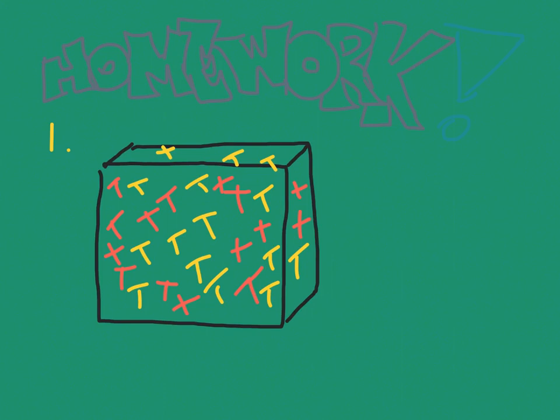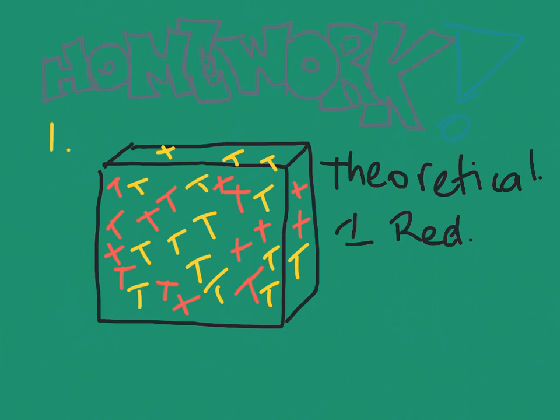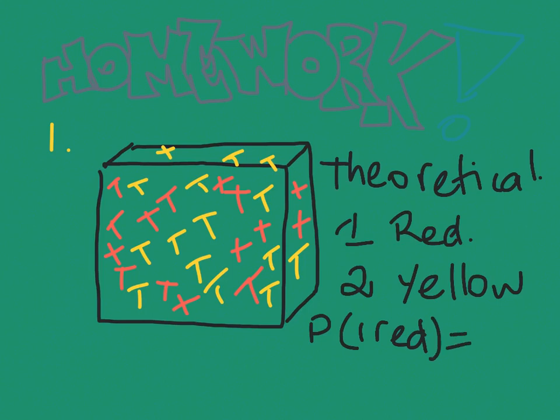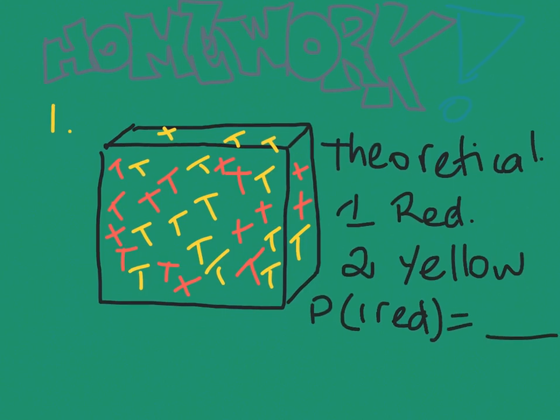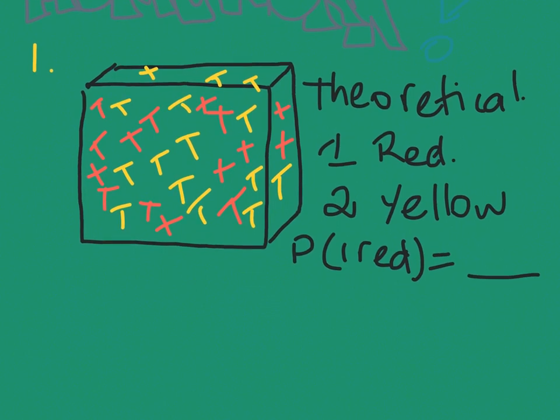I would like you to give me the theoretical probability of drawing 1 red t-shirt, and the theoretical probability of drawing 2 yellow shirts. So it'll look something like P(1 red) equals, and then you need to give me the probability. And the next one would be P(2 yellow).